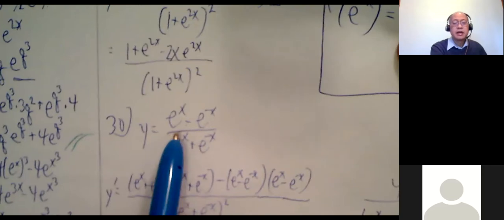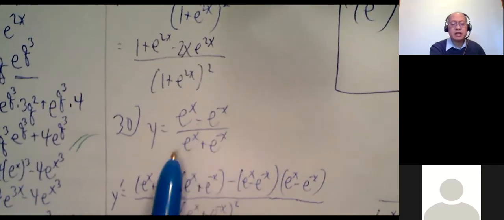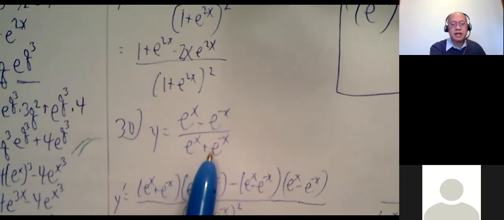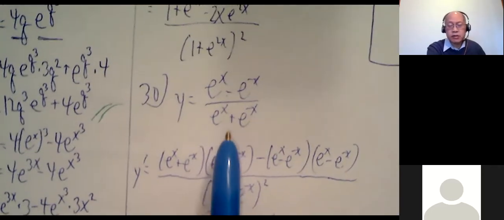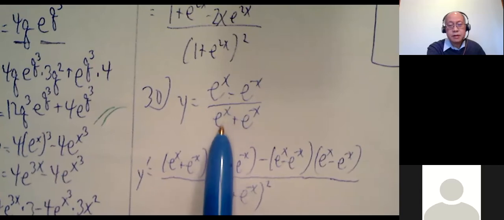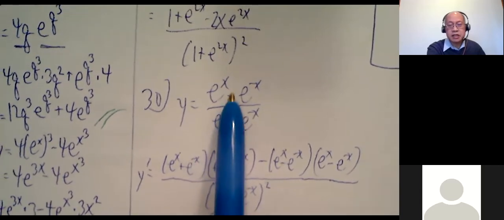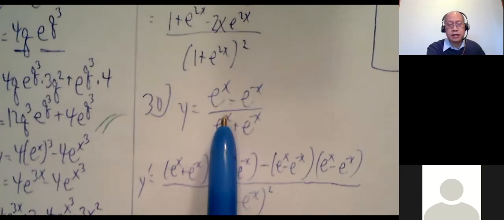All right, 30 is pretty bad. E to the x minus e to the negative x over e to the x plus e to the negative x. It's real easy to get confused because you have so many minuses all over the place. And no, this is not equal to 1. You know, so you can't just change this to like a plus and say, oh, it's 1. You're not allowed to do that.